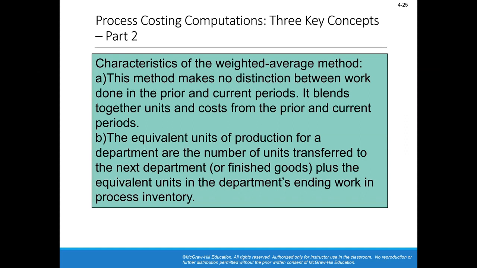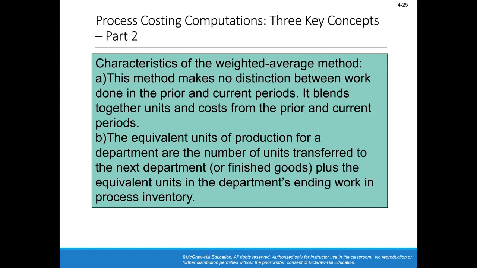All right, so we have characteristics of the weighted average method. This method makes no distinction between work done in the prior and current periods. It just blends together the units and the cost from the prior period and the current period. Okay, so we're just blending those together.